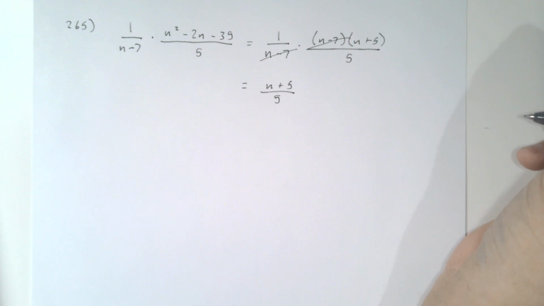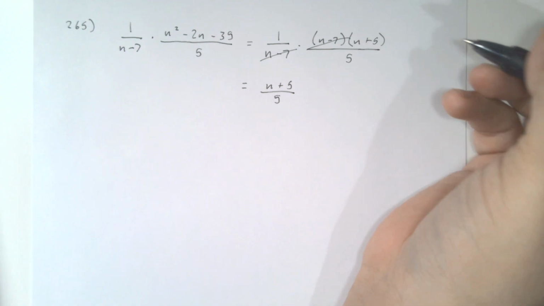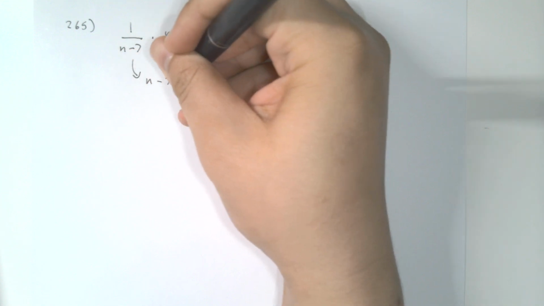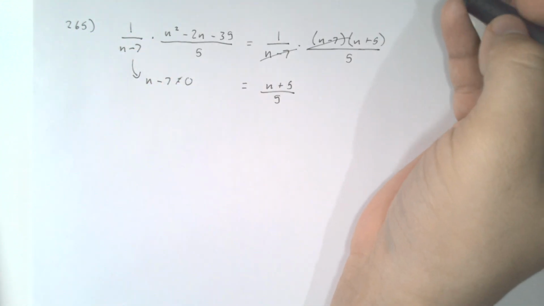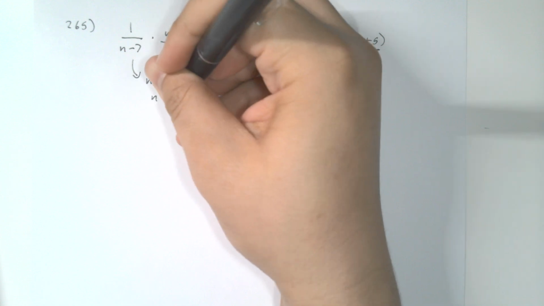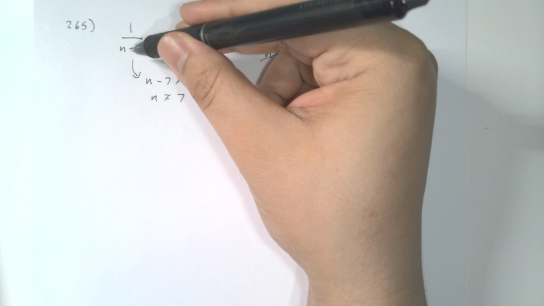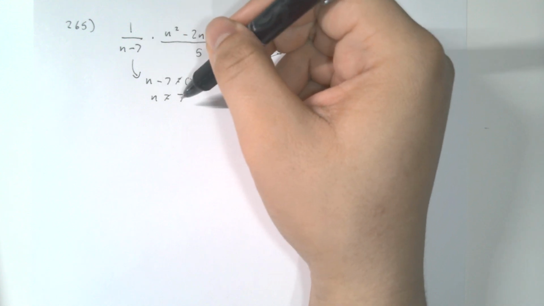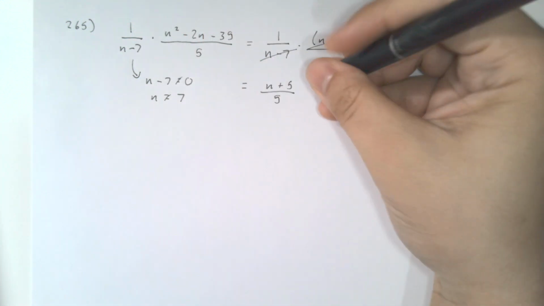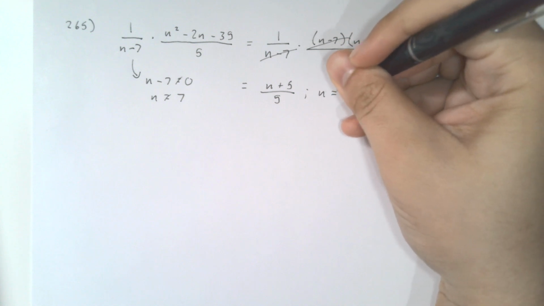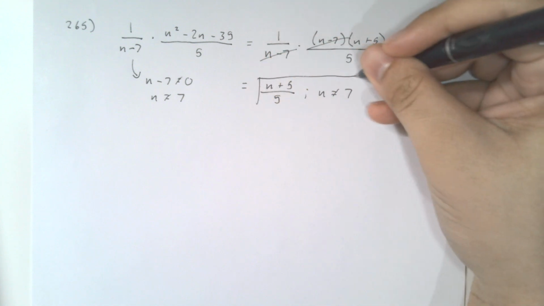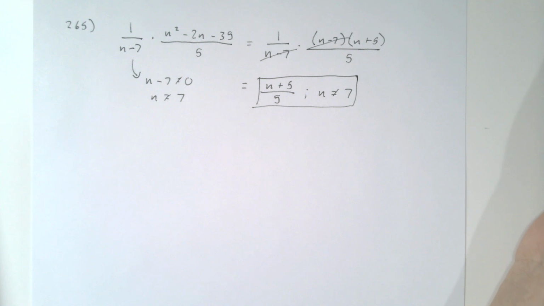And like the previous video, we want to find our excluded values. So we just want to find all the stuff that can't be equal to 0. Well, n minus 7 can't be equal to 0, which means that n can't be equal to 7. Or we can basically just flip this sign here. So n minus 7 can't be equal to 0, so n can't be equal to 7. And so we say that n can't be equal to 7, and there we go.